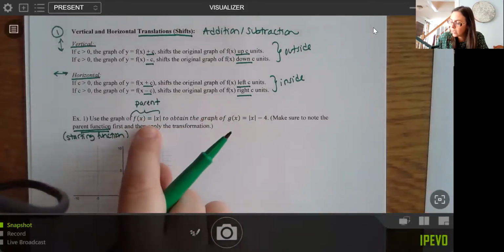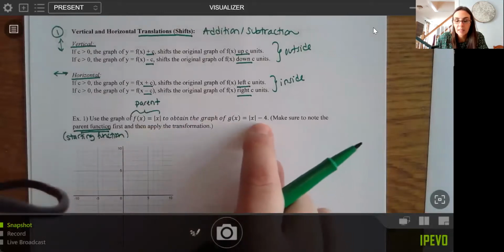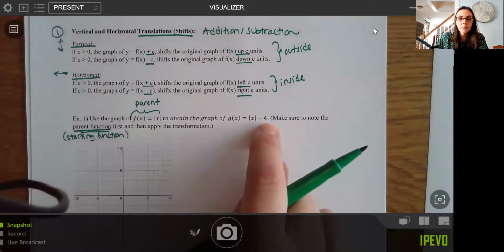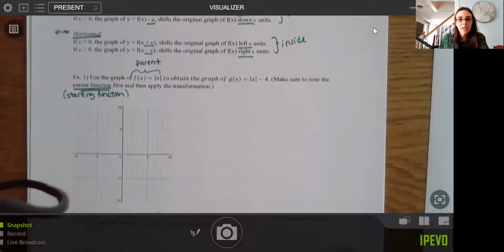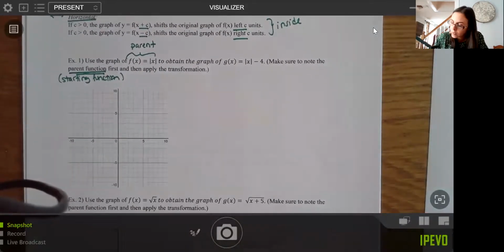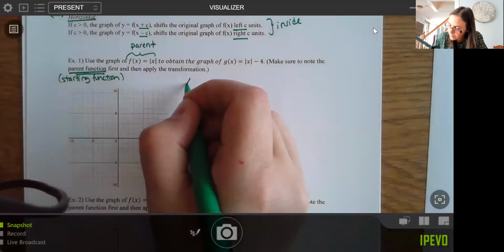And then you can see we're tweaking this by adding in this subtract 4. So what I like to do is actually graph them both. So I'm going to start with that parent function first.